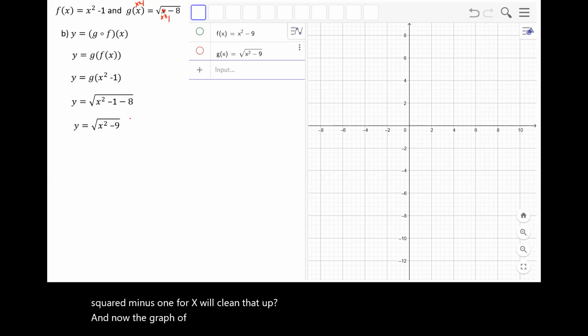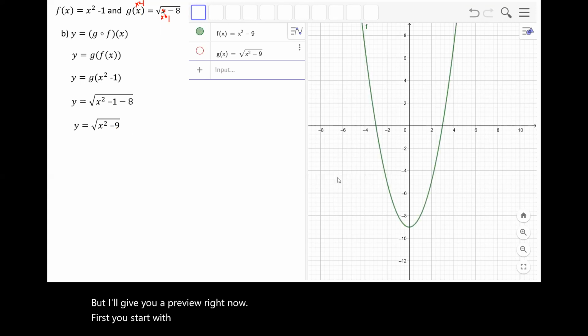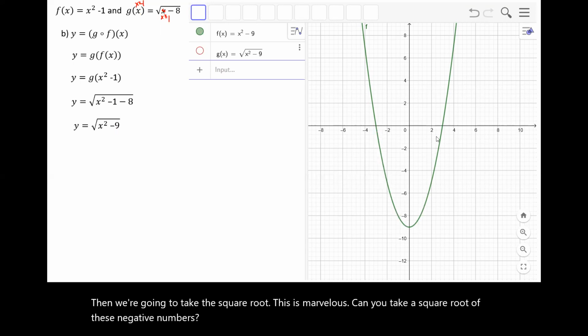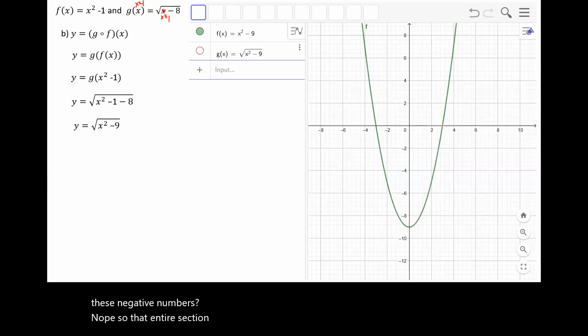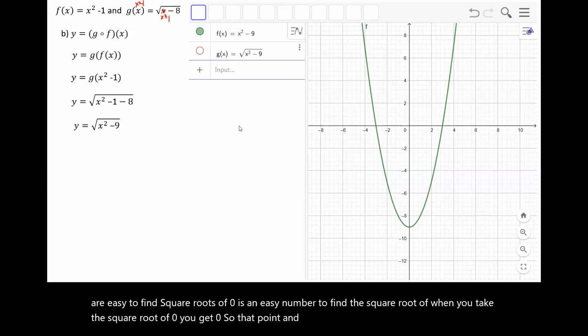This is fun. We're going to be doing a lot of this in the next section, but I'll give you a preview right now. First, you start with the inside function, x squared minus 9. Then we're going to take the square root. This is marvelous. Can you take a square root of these negative numbers? Nope. So that entire section of the graph is gone. Then I want you to think about numbers that are easy to find square roots of. 0 is an easy number to find the square root of. When you take the square root of 0, you get 0. So that point and that point are going to stay in the same place. Let's see if I can draw you a very rough graph.